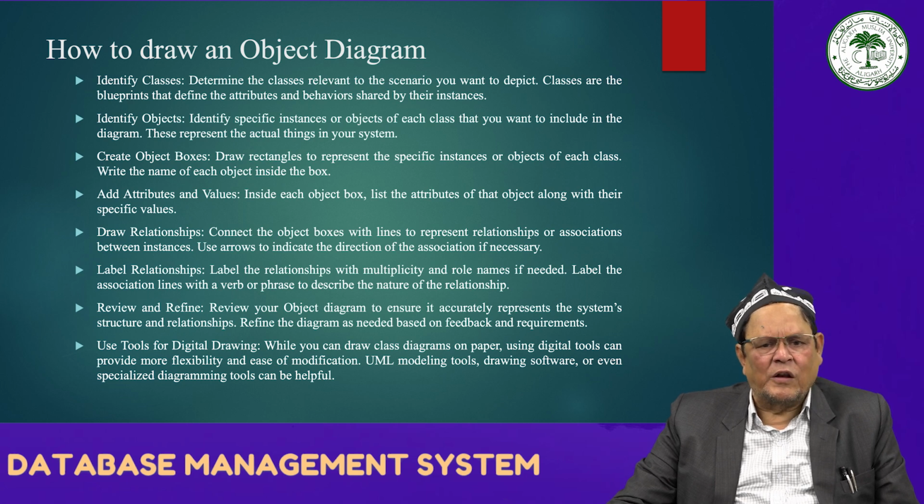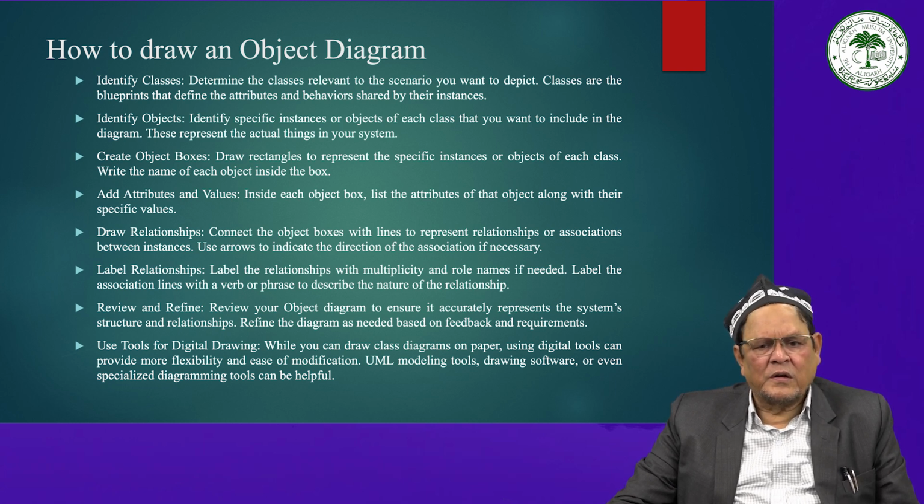Add attributes and values. Inside each object box, list the attributes of the objects along with their specific values. Draw relationships. Connect the object boxes with lines to represent relationships or associations with instances. Use arrows to indicate the direction of association if necessary.